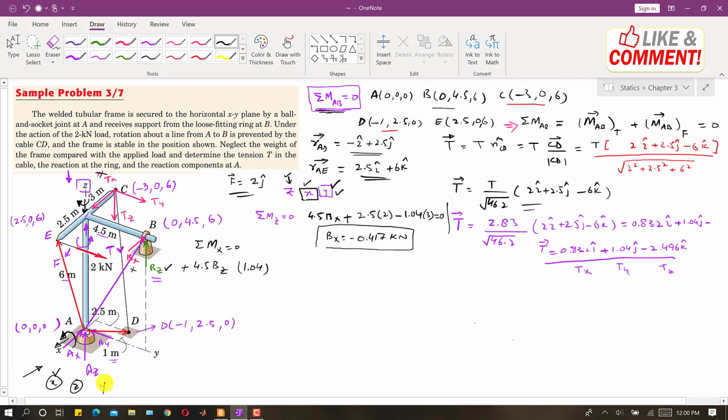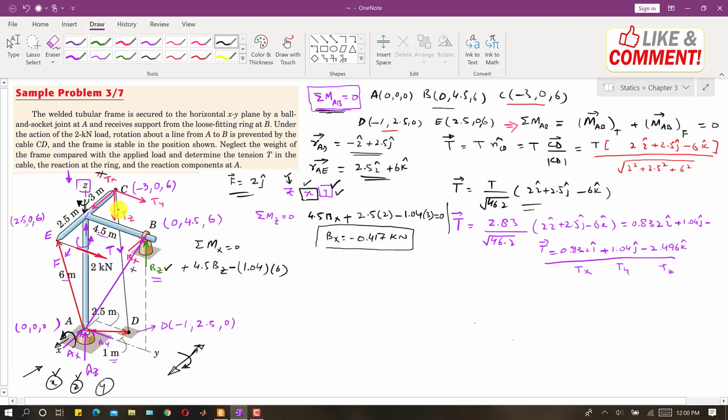The force is acting along y, so the perpendicular distance will be along z. The perpendicular distance of this Ty from the x-axis along z is 6 meters, so I will multiply this with 6. Let's say that this is my x-axis. This Ty will try to rotate the system like this about the x-axis. If we curl our right hand fingers, the thumb will point in the negative direction, so I will write minus.